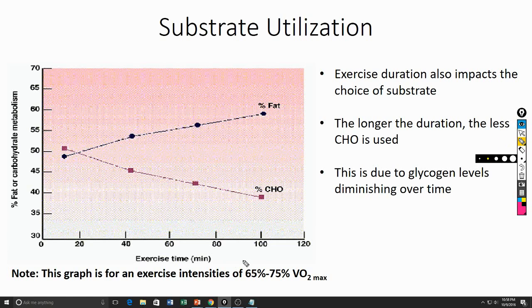Okay, so that kind of covers intensity and a bit of the whole location aspect of this. But now let's talk about duration, right? So as I mentioned, I believe earlier in this video, the duration of exercise relates to substrate availability, okay? And substrate availability then relates to substrate utilization. So let's look here at this graph. We have fat versus carbohydrate metabolism, okay? Percentage of utilization of fats versus carbohydrate.